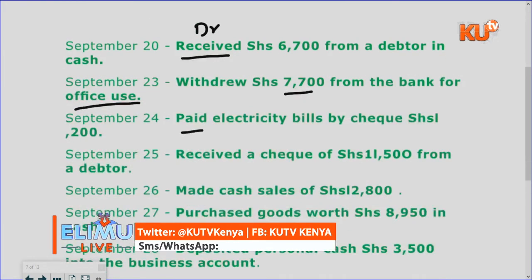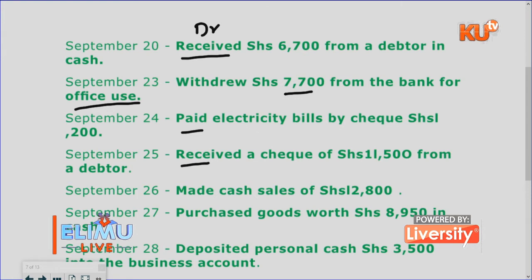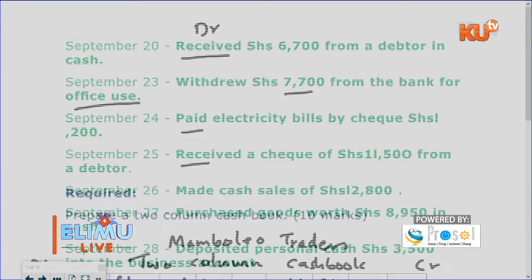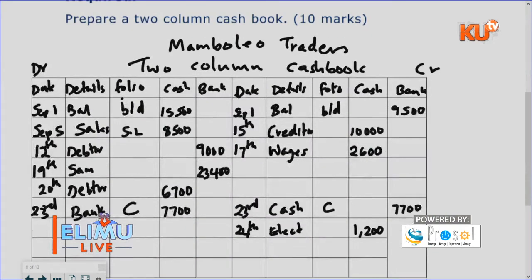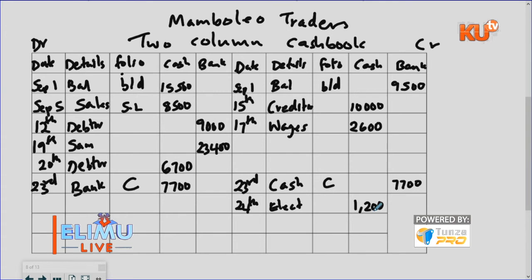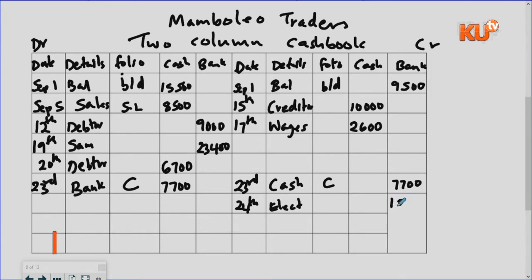Again, we go to the next, which is 25th. Received a check of 11,500 from Adeta. Yes, received 11,500 from Adeta. Again, that one will be debited. So we'll move to this. Remember the 24th, this transaction is supposed to be under check. That is a record under check, not cash. That is under check 1,200.